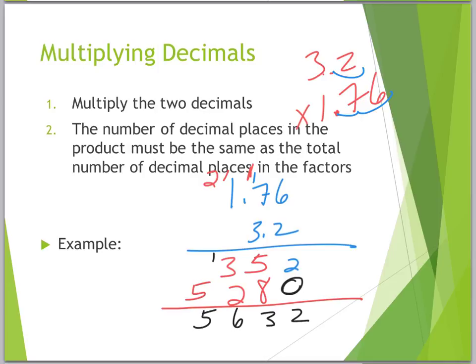Not done yet, right? We said before we had 1, 2, 3 decimal places. So you're going to go 1, 2, 3 decimal places. So 5.632. Good example there, huh? So showing your work, loads of fun. Feels like elementary school, right?